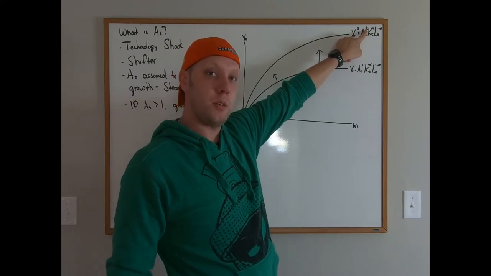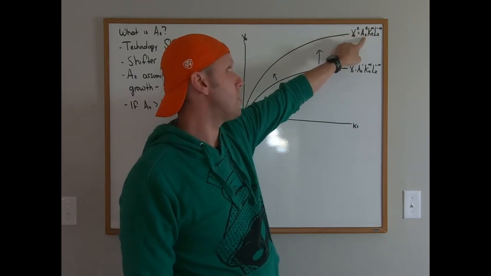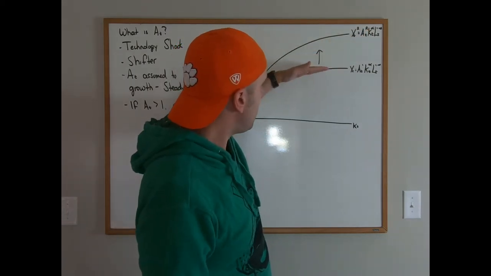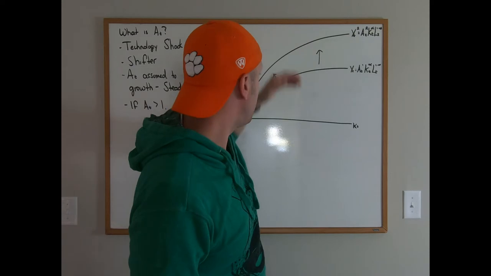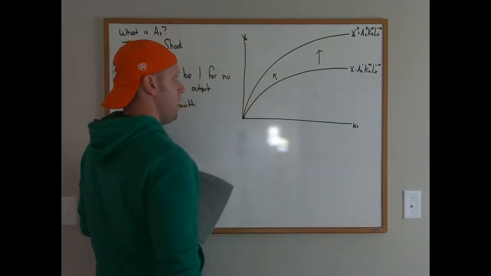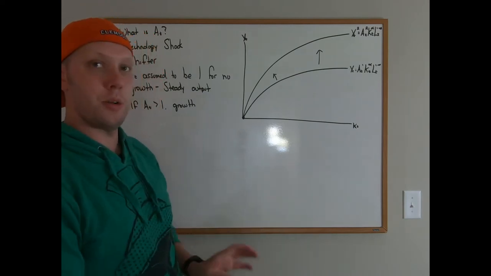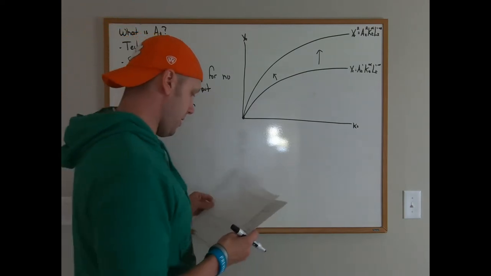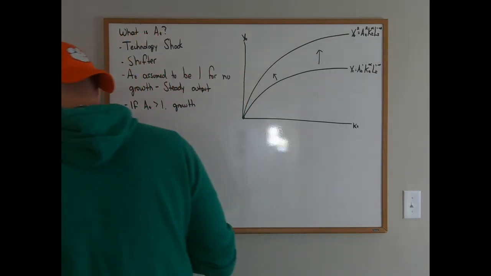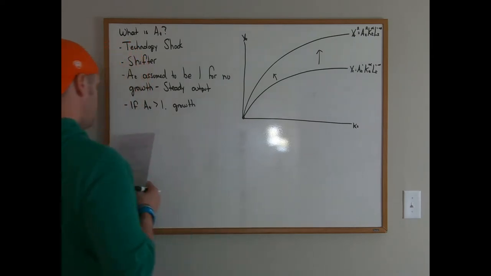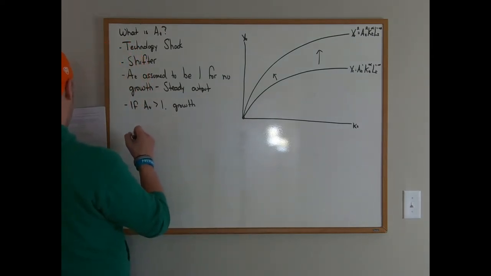So there was a shift. There's some sort of technology shock where A was larger than 1. A increases, and what it does is it shifts this production function up. But notice, when I drew that shift, the production function still starts at the origin. All right, it starts at the origin for a very specific reason. And that has to do with the assumptions of the setup for this model.